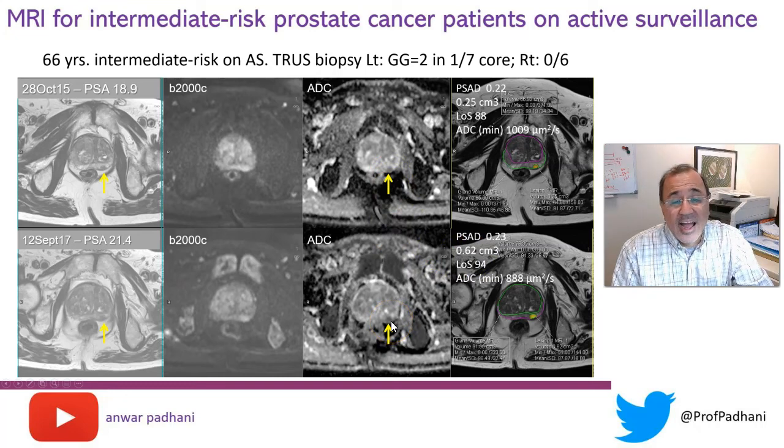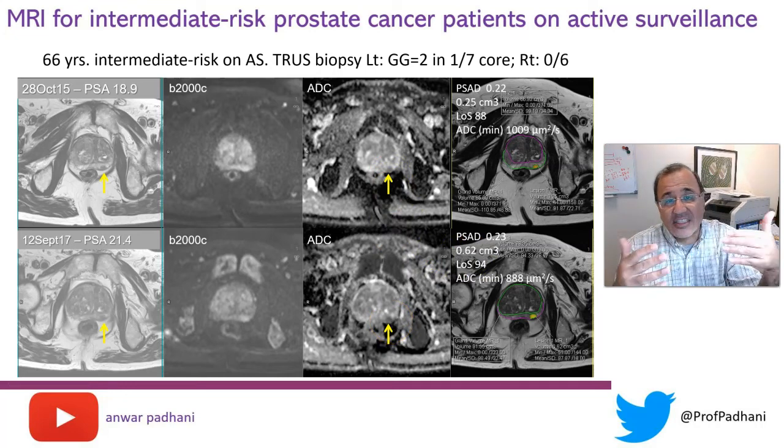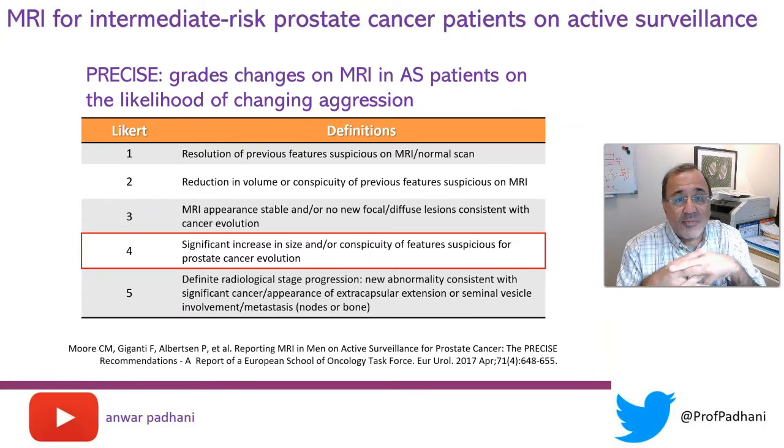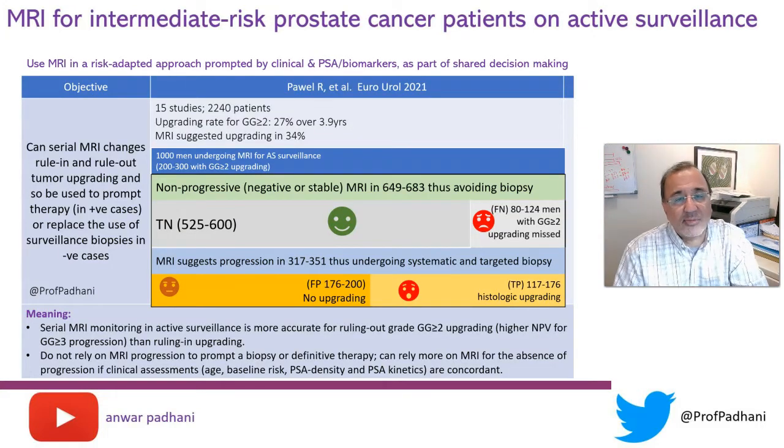Now, how do we gauge these changes on MRI? Well, at the moment, we tend to use the PRECISE grading, and so a PRECISE grade of 4, for example, is a significant increase in size or conspicuity of a lesion, indicating some sort of cancer evolution occurring. So how good are these types of changes? Well, this was recently looked at in a systematic review, which looked at over 2,000 patients.